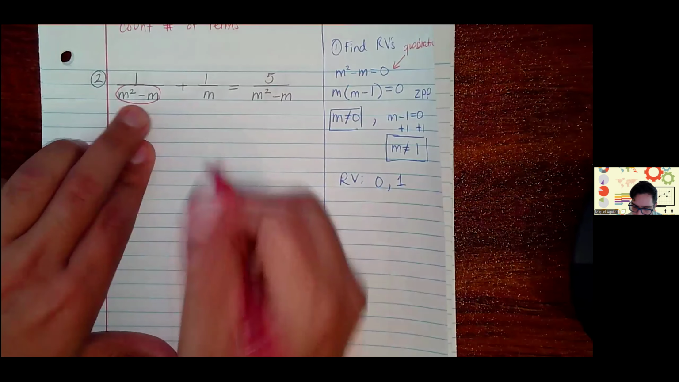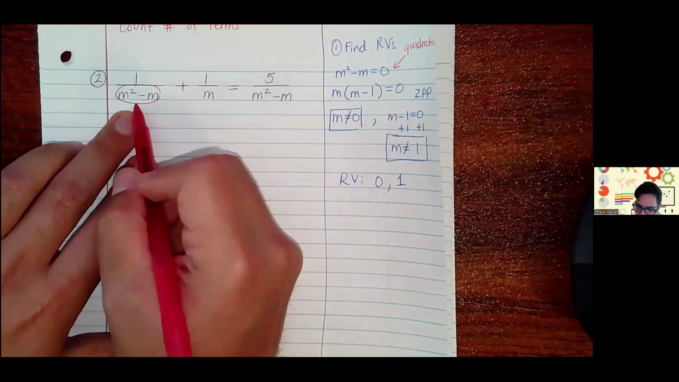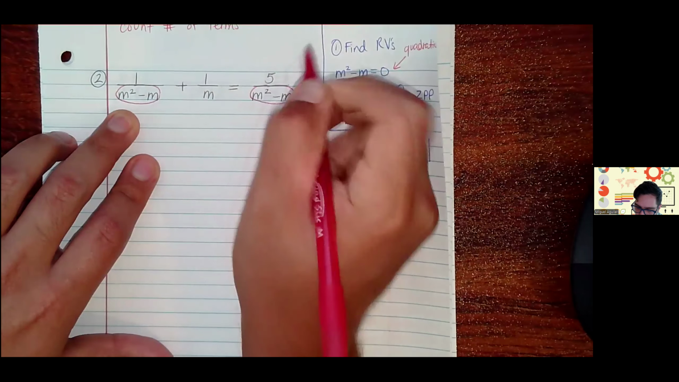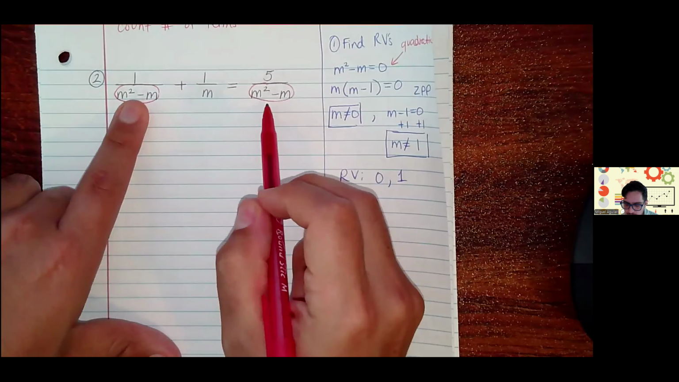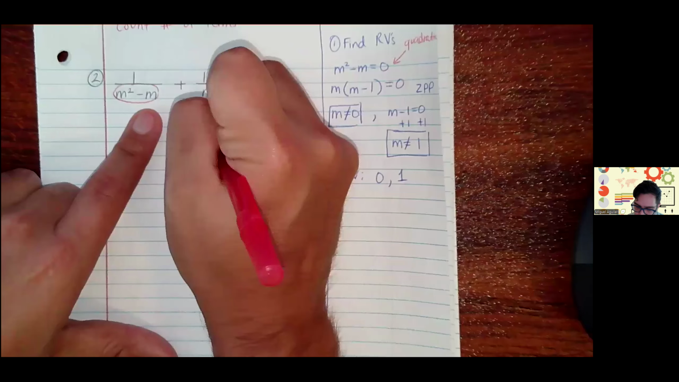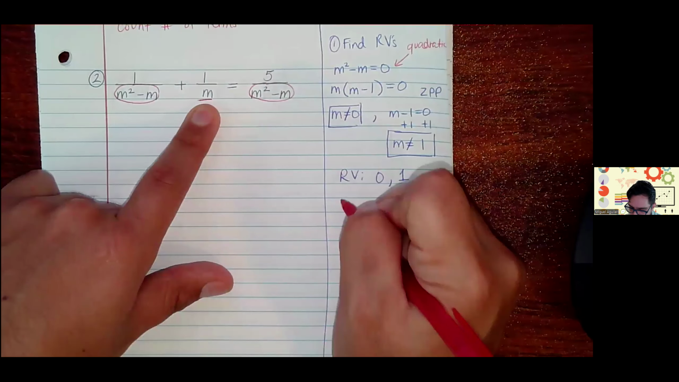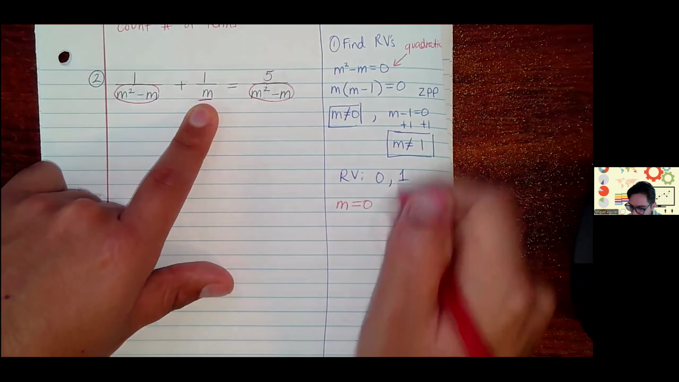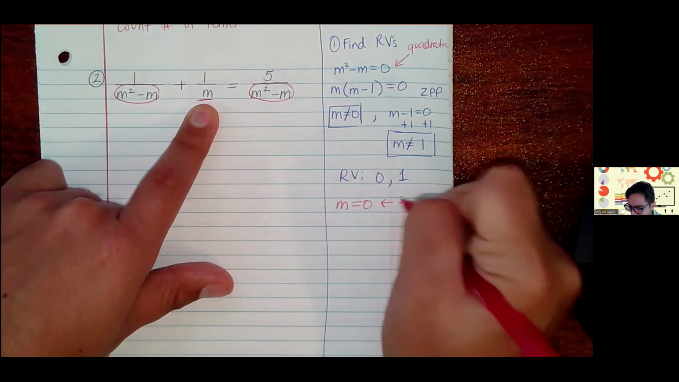We need to look at all the denominators, and we'll notice maybe that this first denominator is the exact same as our last denominator. So we don't have to set both of these equal to 0 because they're the same. But we do want to look at this middle denominator, which is just an m. And if we set that equal to 0, we might notice that that's already solved.